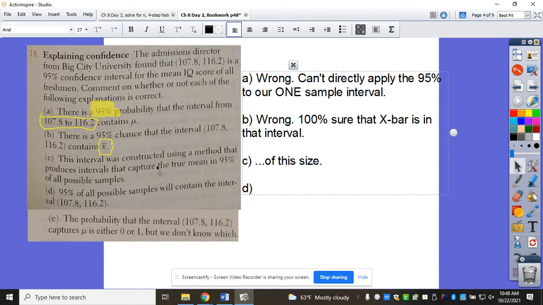E, the probability that the interval 107.8 to 116.2 captures mu is either 0 or 1, but we don't know which. That's the one I've just talked about 4 times in a row. That one is true. Because what did I just say at the beginning of starting these problems? I threw the hula hoop. I either got what I wanted or I didn't, and I'll never know which one it was. But it's already happened. So I either got it or I didn't. I'll just never know if I got it or I didn't.